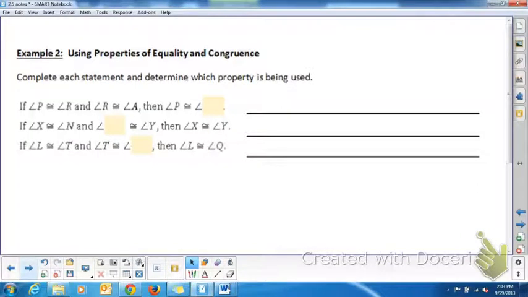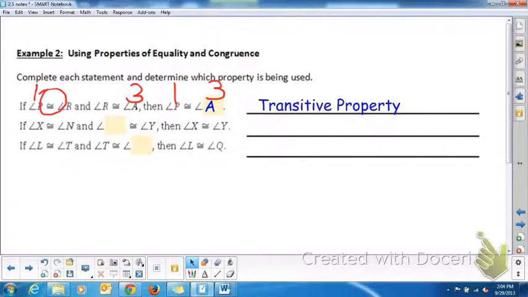Example 2, using properties of equality and congruence. Complete each statement and determine which property is being used. If angle P is congruent to angle R and angle R is congruent to angle A, then angle P is congruent to angle A. This is using the transitive property. The first is congruent to the third. This is the transitive property of congruence, and you know this because there's a congruent symbol there.